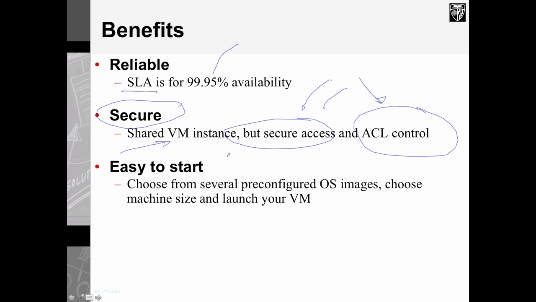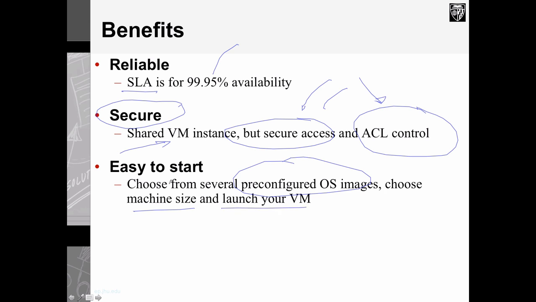The EC2 instances are easy to start. We have an option of several pre-configured images, pre-configured machine images which are called AMI in EC2, in AWS rather. And we can choose these images, we can choose the machine size or the instance types, and then we just launch our instances.